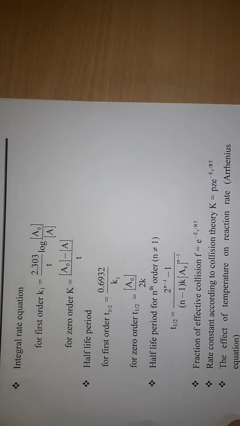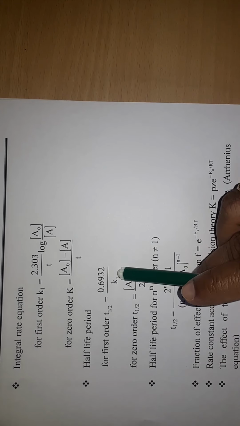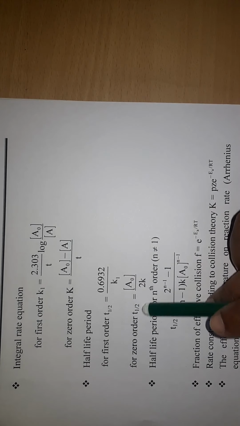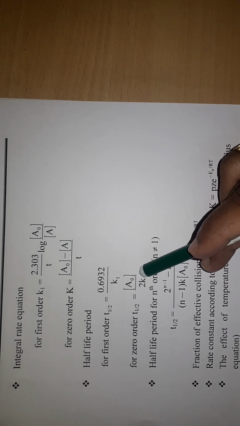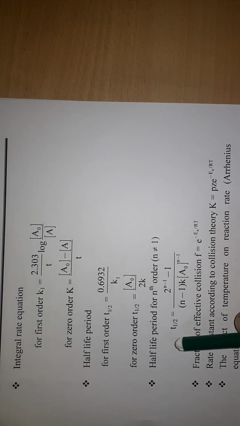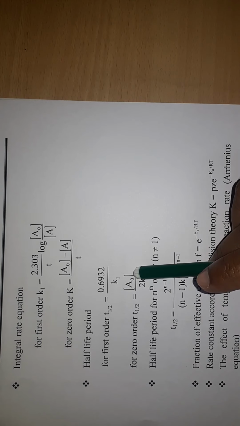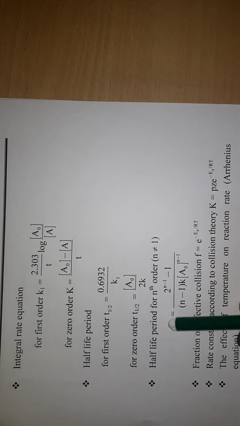Half-life period for any order equation. For first order, t half is equal to 0.6932 divided by k1. For zero order, t half is equal to A naught concentration divided by 2k. For zero order, t half is equal to A naught in square brackets. You have to note that the square bracket is nothing but the concentration of A naught. If you use other brackets, the formula is wrong. A naught concentration in square brackets divided by 2k. Half-life period calculation, yeah, a standard formula is available.